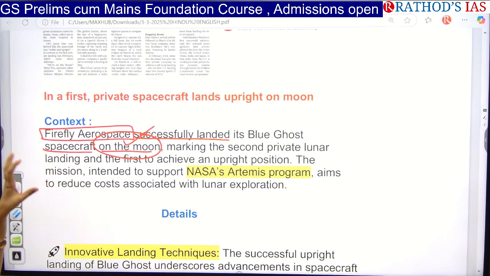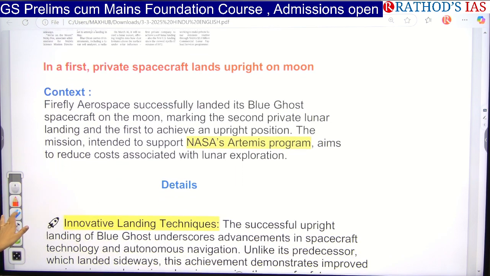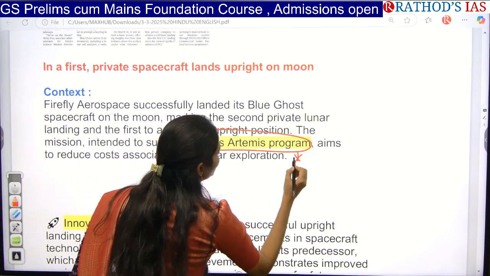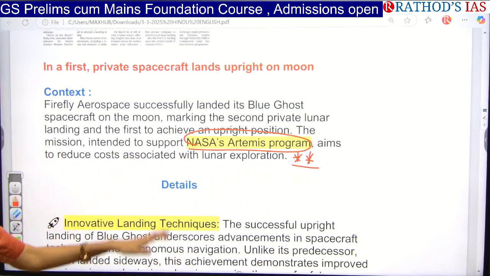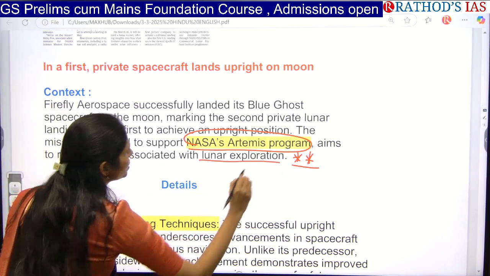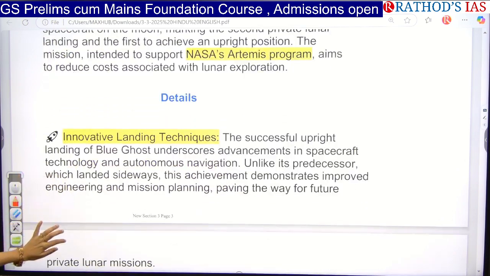And one more thing that you have to remember is, it is the second private lunar landing and the first to achieve its upright position. And this mission is also going to help NASA's Artemis program. And even you may get questions regarding this Artemis program. Okay, and this NASA's Artemis program aims to reduce the cost associated with lunar exploration, that is moon missions. Now let us see the important details.